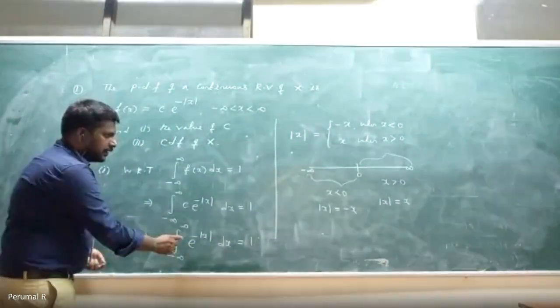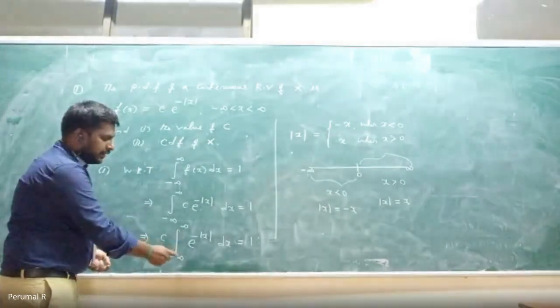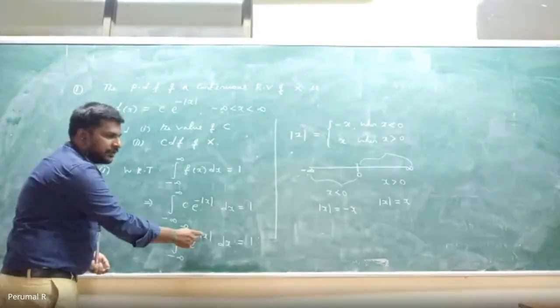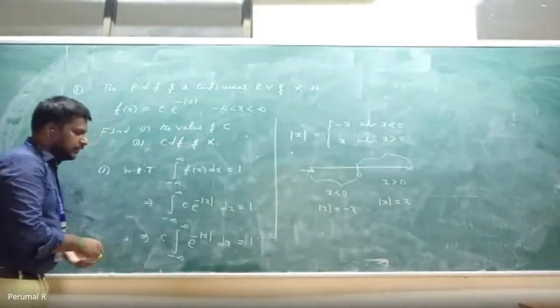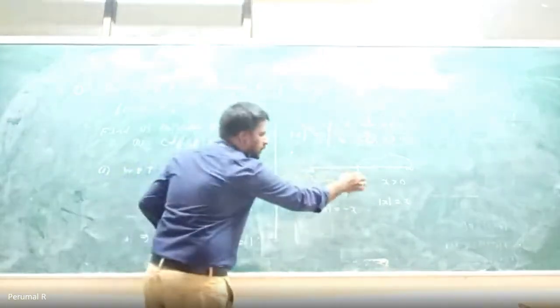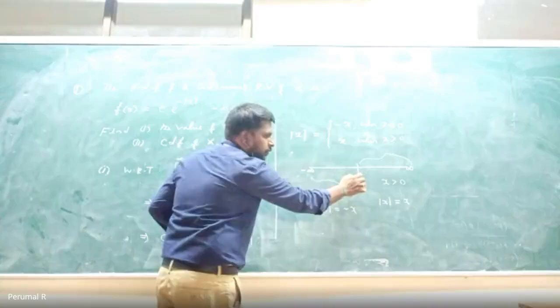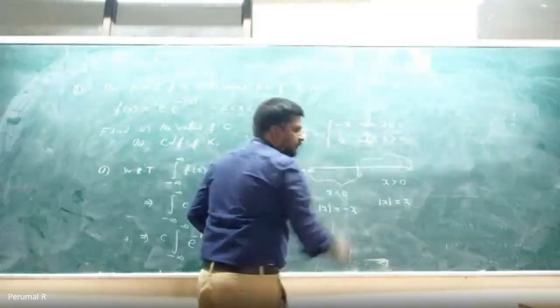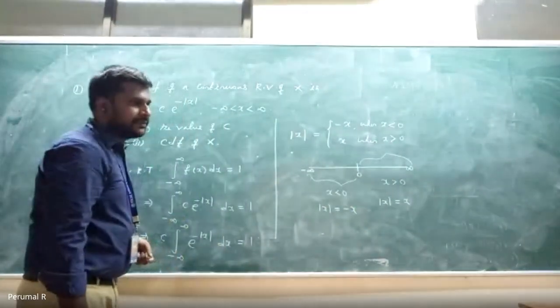So now we can't integrate directly here. Minus infinity to infinity e power minus modulus x dx equal to 1. Therefore, this interval should be divided into two parts. One is minus infinity to 0. Another part is 0 to infinity. So, clear? How to break that interval?